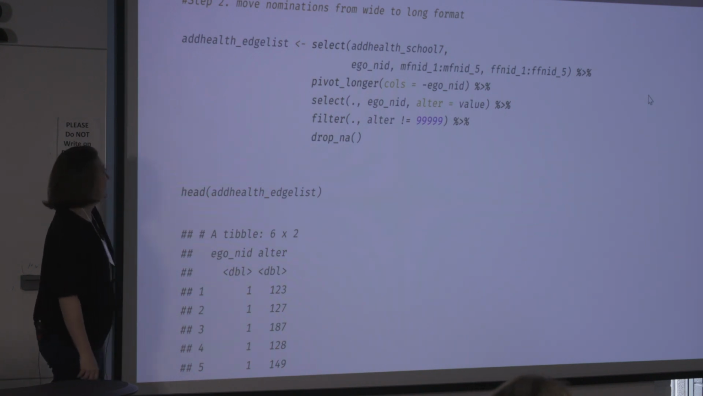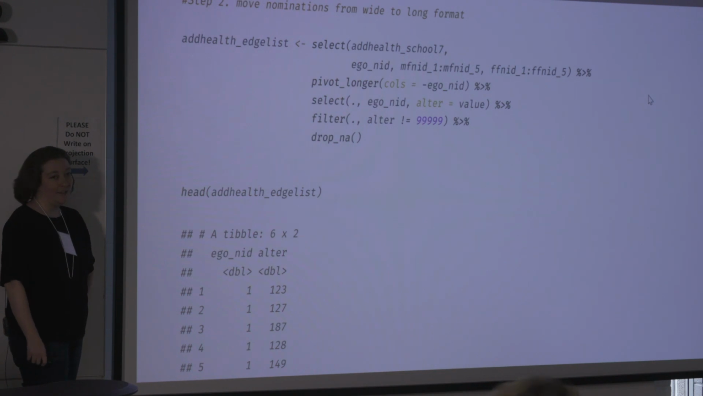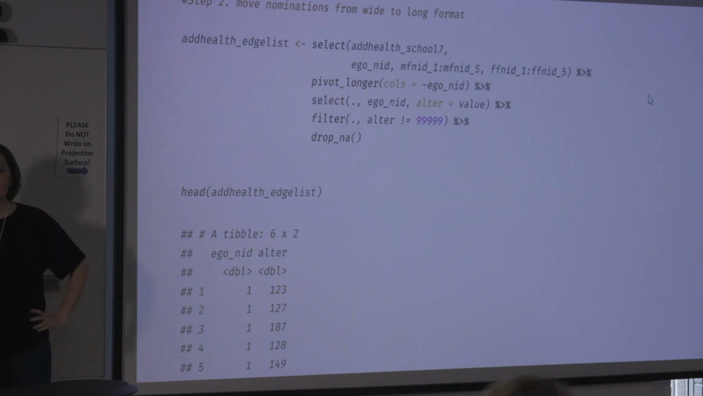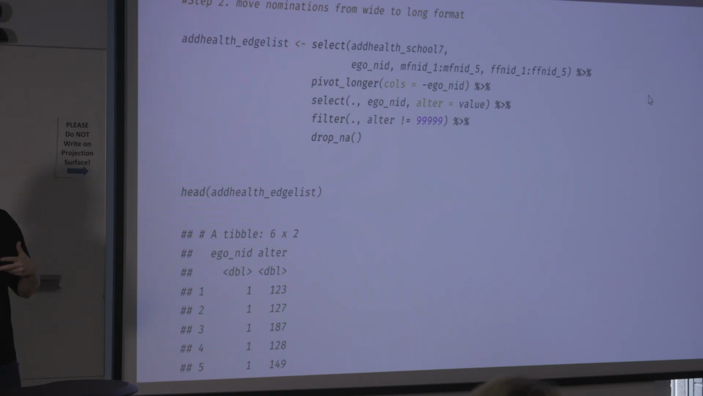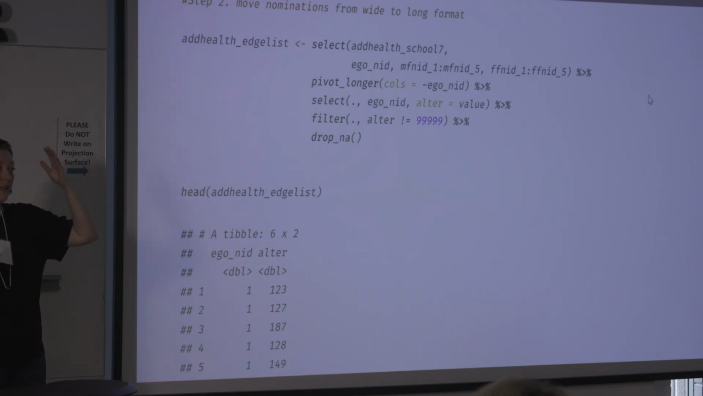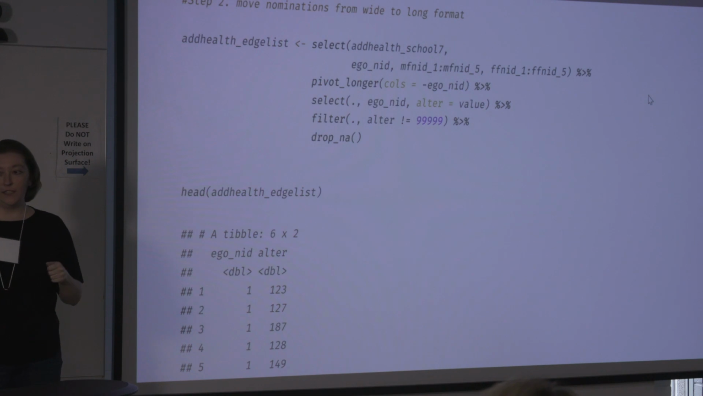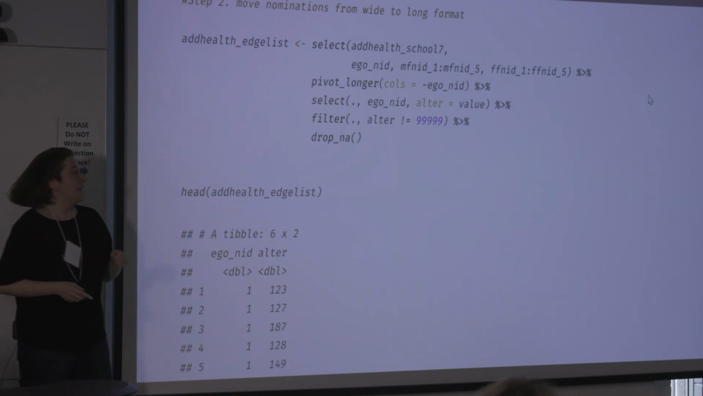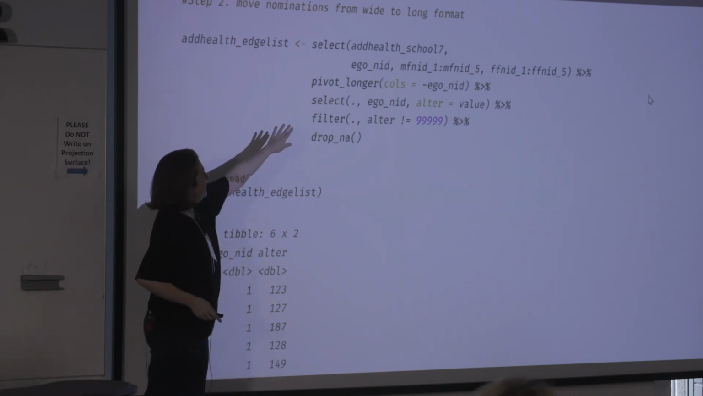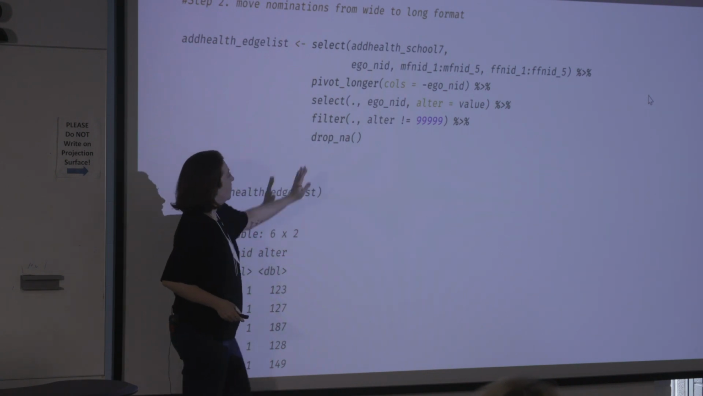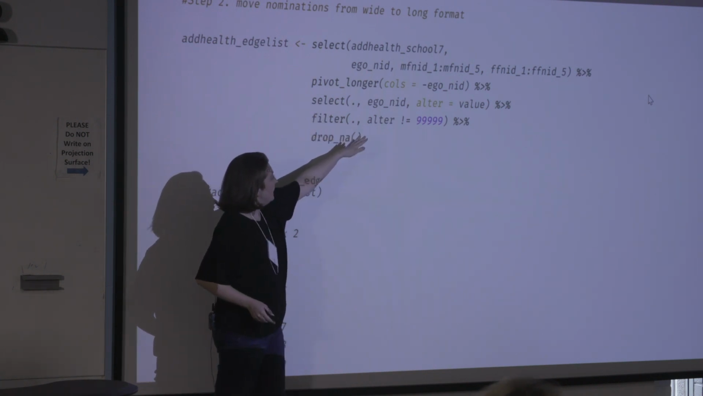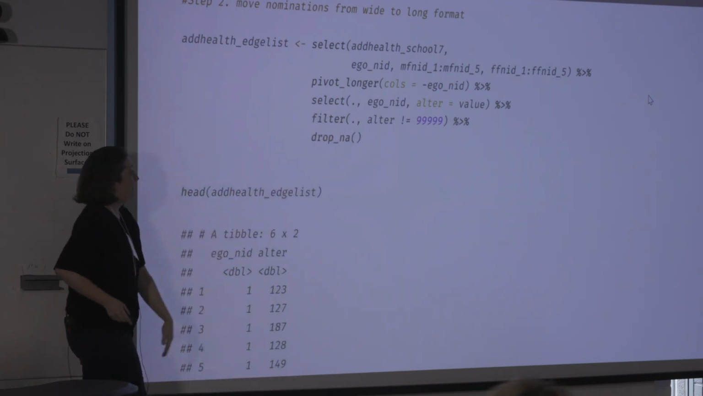So the first function, select, is also from the tidyverse package. What I'm doing there is, because this is an edge list, and I don't have any edge characteristics, I just want the IDs of the individual person and then who they nominated. So what I've done here is I've called the school 7 the ID variable, and then all their male friend nominations and all their female friend nominations.